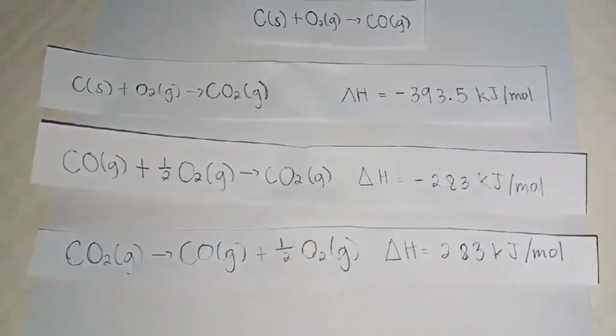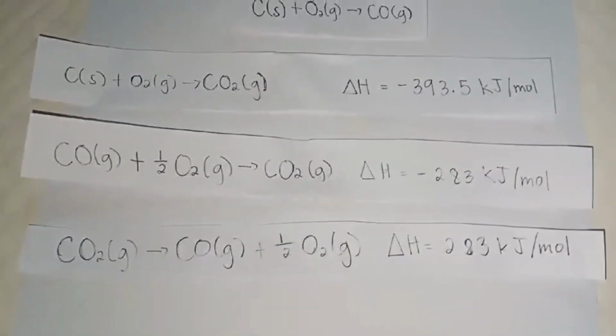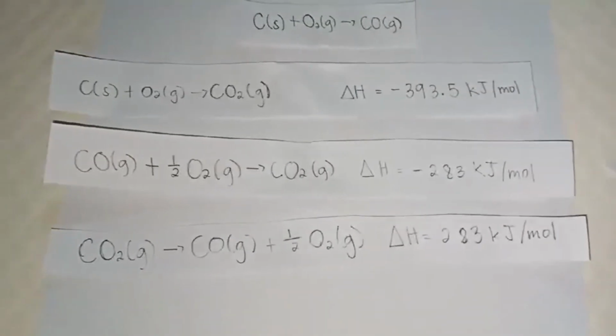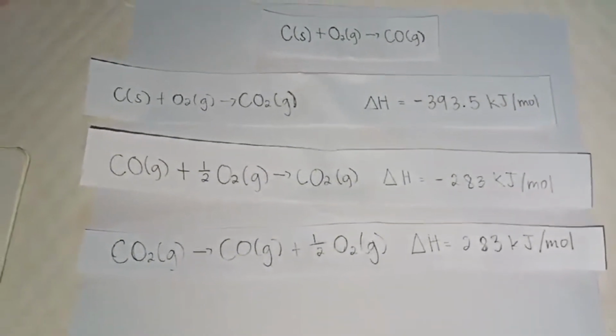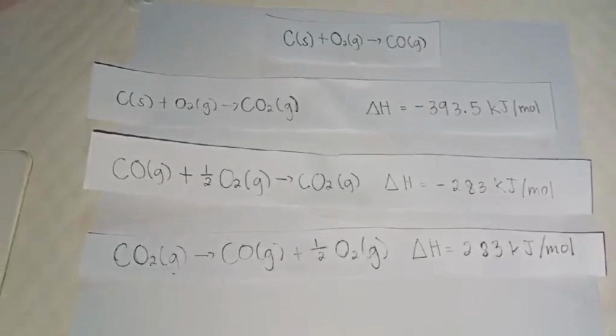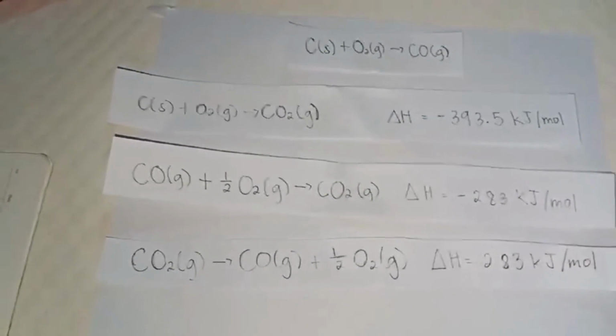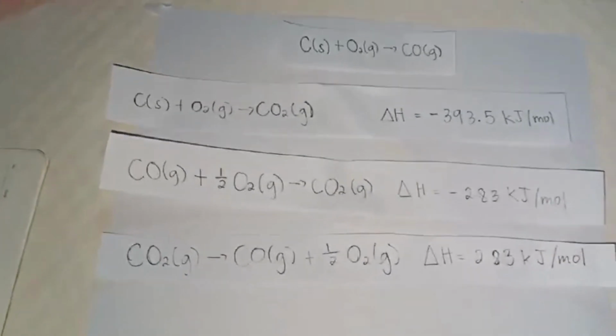To solve this, we need to manipulate these reactions to match the one we want. Since we need carbon monoxide as a product, we reverse the second reaction. Reversing the reaction also changes the sign of the enthalpy change. So the second reaction becomes carbon dioxide gas goes to carbon monoxide gas plus half an oxygen gas molecule. The enthalpy change for this reversed reaction is now positive 283 kilojoules per mole.